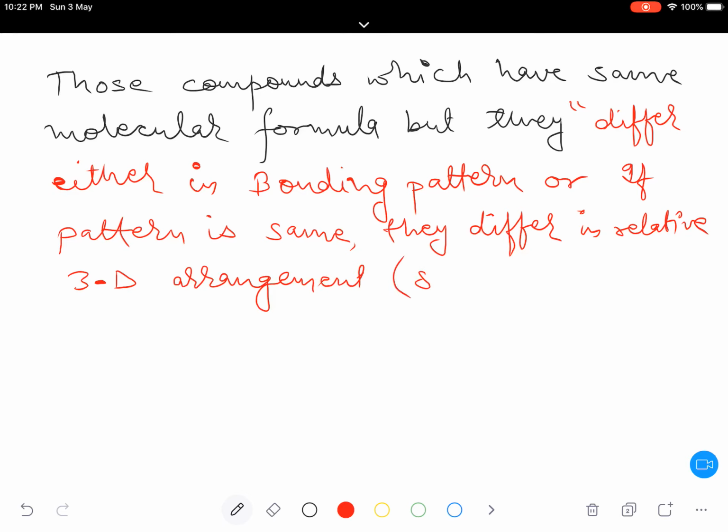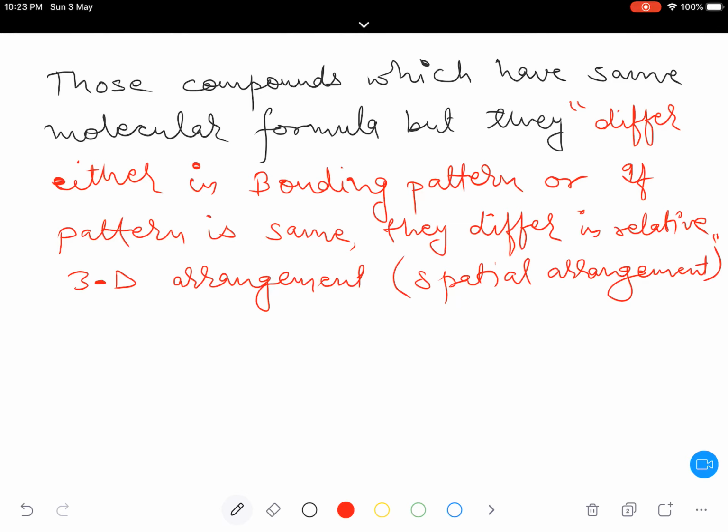I can also call it spatial arrangement. That means there can be two differentiating factors. One is bonding pattern, meaning the structure itself is different. Second, the three-dimensional arrangement of atoms. So basically here we are saying that there are two differentiating factors, so two broadly classified categories of isomers can be there, right?